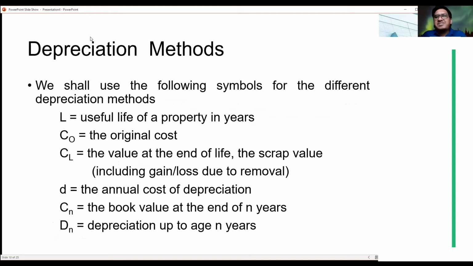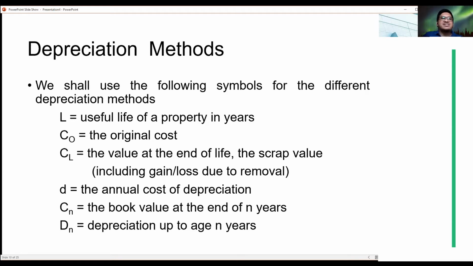So in depreciation methods, we will use the following symbols. For different depreciation methods, when we say L, this is in terms of years. This is the useful life of the property in years. And then C sub O will be the original cost. C sub L would be the value at the end of life or the scrap value. Okay? Small letter d would be the annual cost of depreciation.